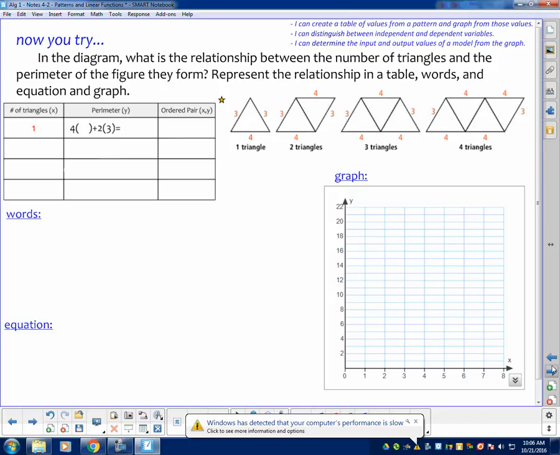So here I have 1 four. 4 times 1 is 4, plus 6 is 10. So the first ordered pair is 1 comma 10. You'll notice a slightly different pattern here from the last one. When we have 2 triangles, how many 4's do I have now?